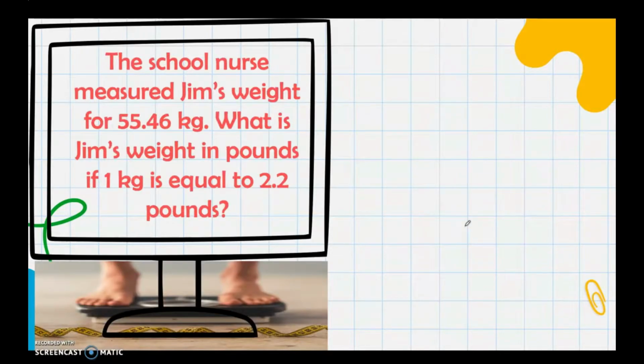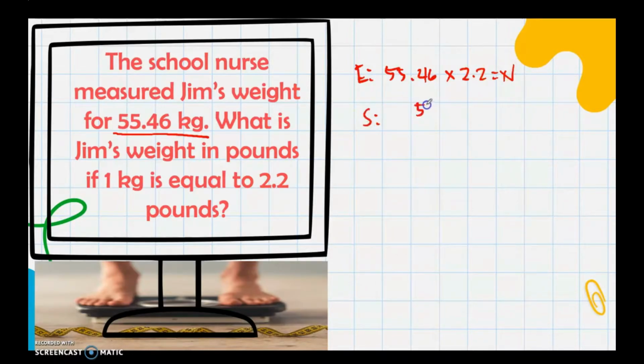Next, the school nurse measured Jim's weight as 55.46. What is Jim's weight in pounds if 1 kilogram is equal to 2.2 pounds? So 1 kilogram is equal to 2.2. Now Jim's weight is 55.46 kilograms. What if you're going to convert it to pounds? So this is again multiplication. The equation would be 55.46 times 2.2 equals n.